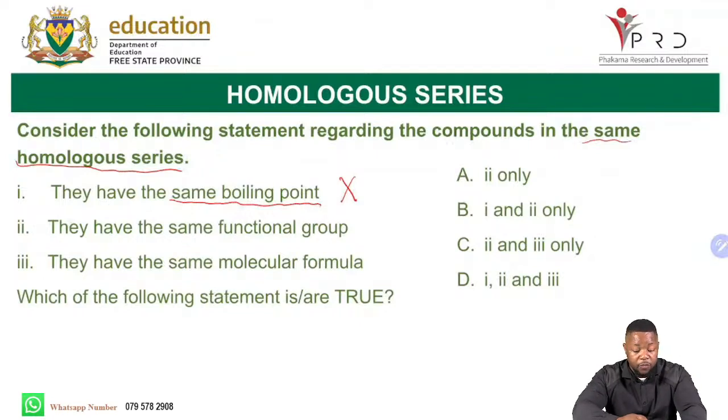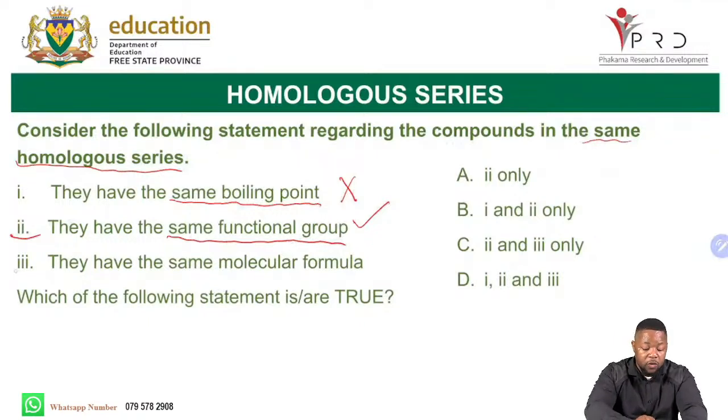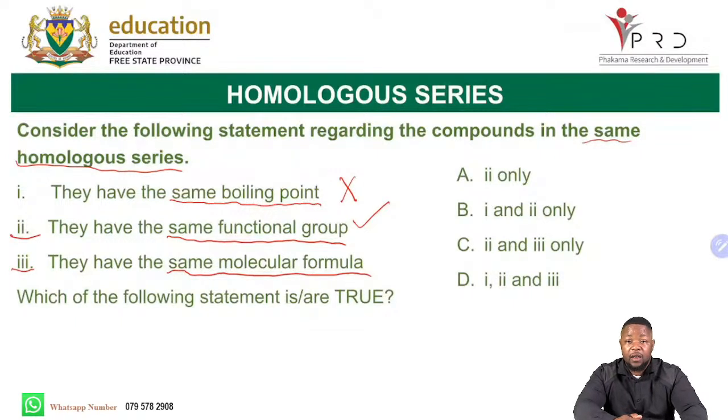It is not true. Roman figure 2, they have the same functional group. Now, if we look at the group of alkanes, we can agree that the group of alkanes will have the same functional group. Therefore, Roman figure 2 is acceptable. We can take that as true. Then we also check Roman figure 3, which says that they have the same molecular formula. Now, if you think of that example which we gave earlier of methane, ethane, and propane, they cannot have the same molecular formula. So this cannot be acceptable.